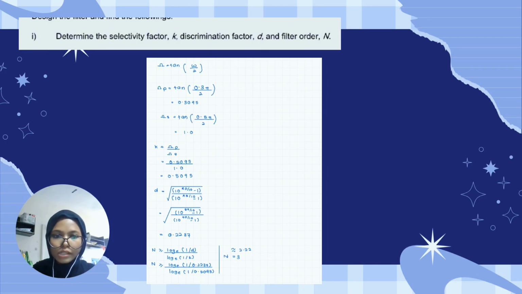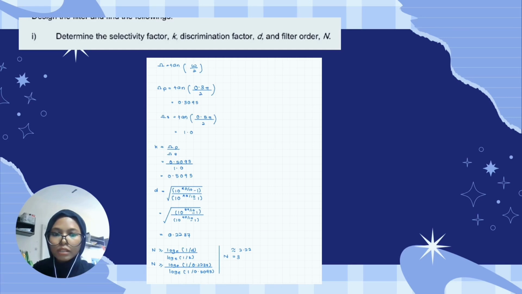First, we determine the selectivity factor, which is k equals omega p over omega s, which is 0.5095 over 1.0, giving a k of 0.5095. Second, we calculate the discrimination factor d using our ripple parameters. D equals the square root of the quantity 10 to the power of Rp over 10 minus 1, divided by 10 to the power of As over 10 minus 1.